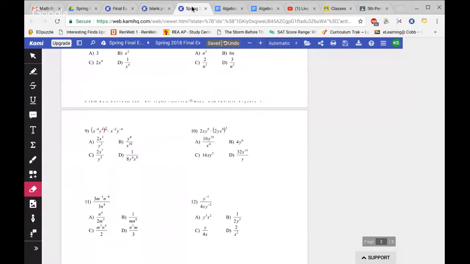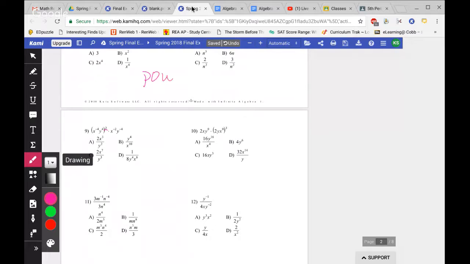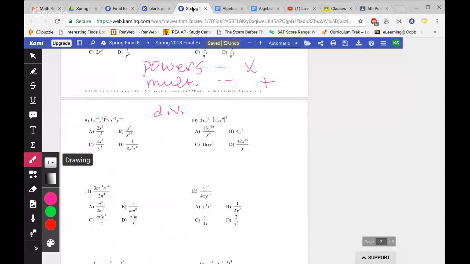All right, number 11. When there's a fraction bar on exponents, you're subtracting. So powers, you multiply. Multiplying exponents, you add. And dividing exponents, you subtract. Okay? Except for the coefficients, the 3 is just going to cancel with the 3, and that's going to leave you 1.